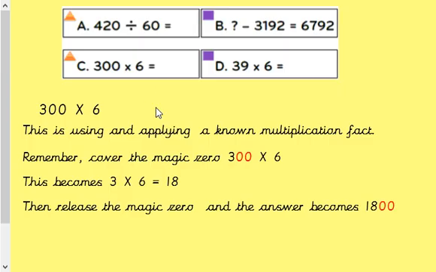Okay, first question this morning, 300 times 6. We're well used to this now, it's using and applying known multiplication facts. Remember, we're going to cover up the two zeros, our magic zeros, and that leaves us with 3 times 6. Well, 3 6s are 18. We then release those magic zeros to give us 1,800.